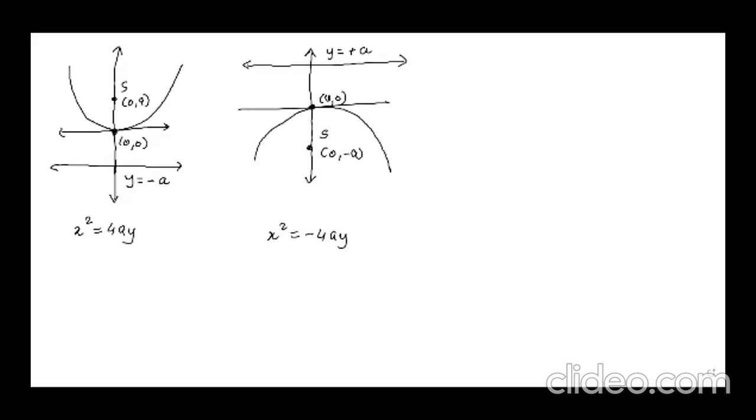Now, there are certain things which we can understand: the parabola is symmetric. That is, if I take the y-axis as the axis of the parabola, then the portion towards the left side and the portion towards the right side are exactly mirror images of each other. That is, the parabola is symmetric about its axis. Always, the curve will be symmetric on both sides. Right, this you should understand.